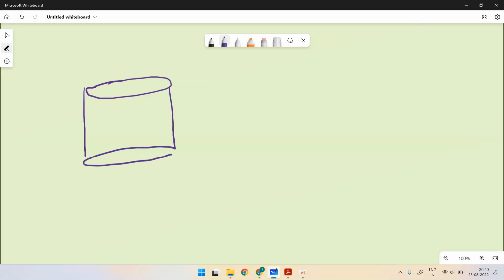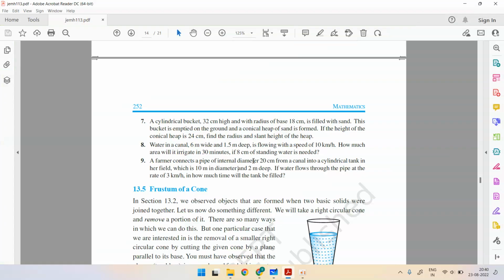It is like this. This is the farmer's tank. Here he or she has connected this pipe. See, everywhere they are giving diameter. You can calculate radius. Radius will be diameter by 2. Since this is diameter of 10 meter, the radius will be 5 meter.